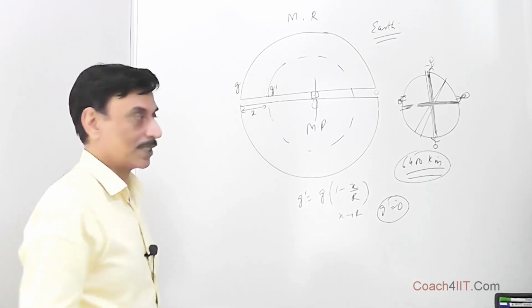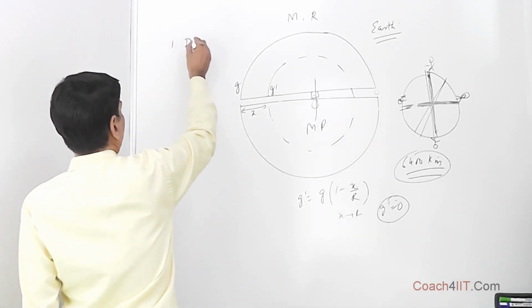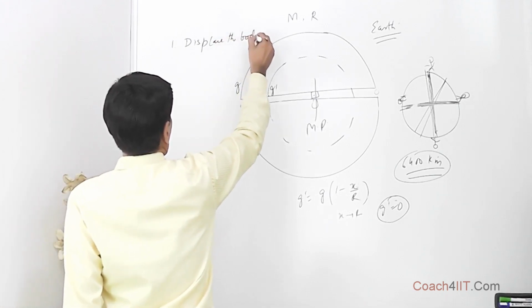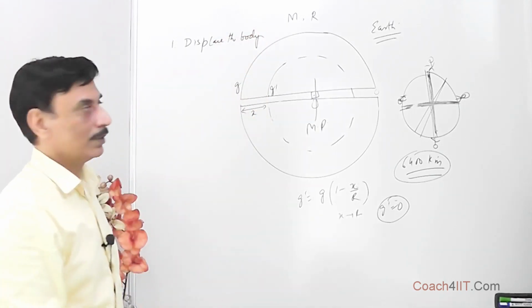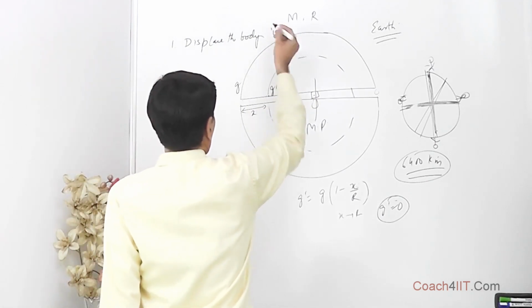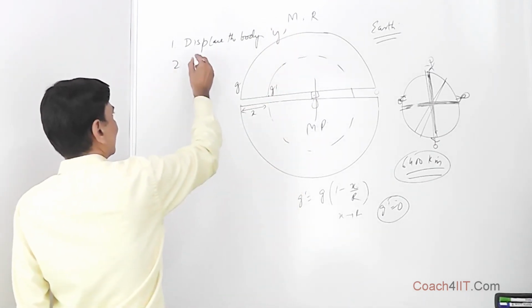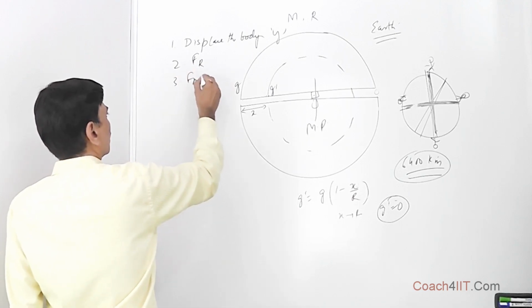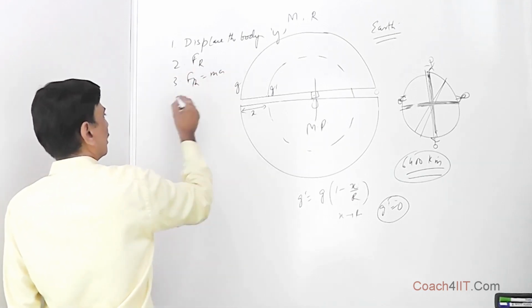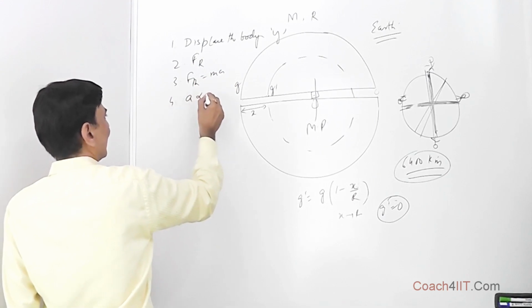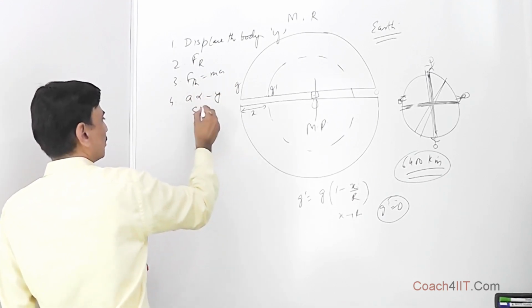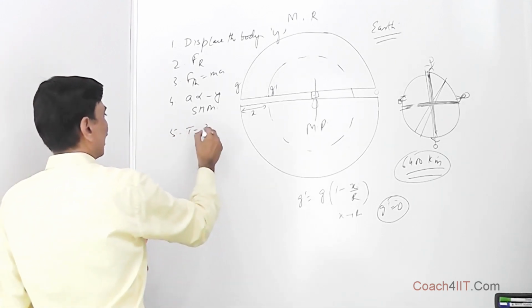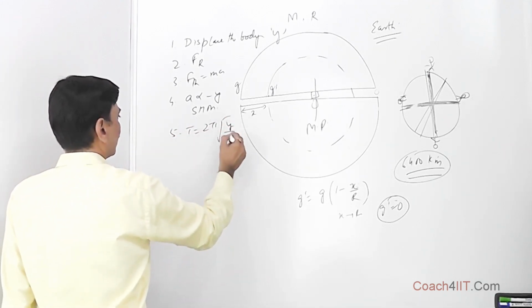Now we have some basic steps. First step is displace the body by a small distance x or y. Let's say we displace that by y. Second, we find the restoring force. Third, we put restoring force equal to mass into acceleration. Fourth, we say that acceleration is proportional to minus y. If this comes, then we say this is SHM. And the last step is, we use the time period T is 2 pi root y by a, which we had derived.